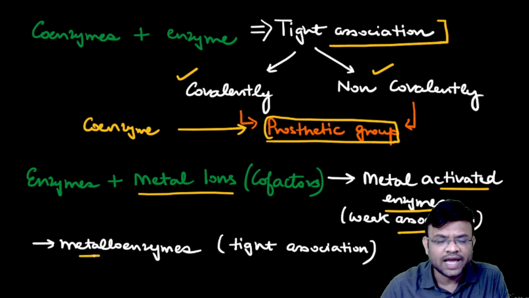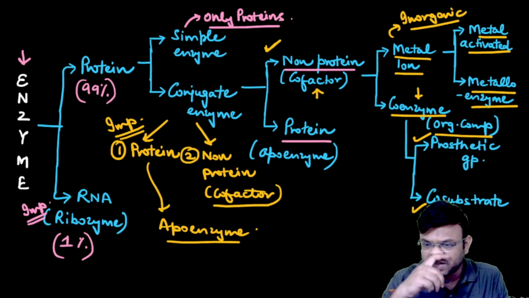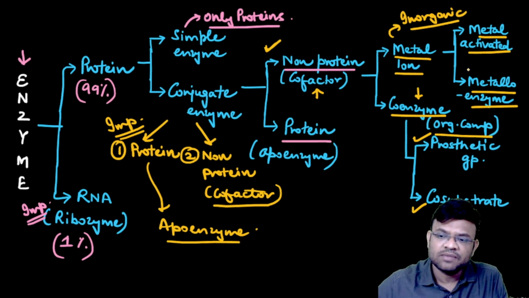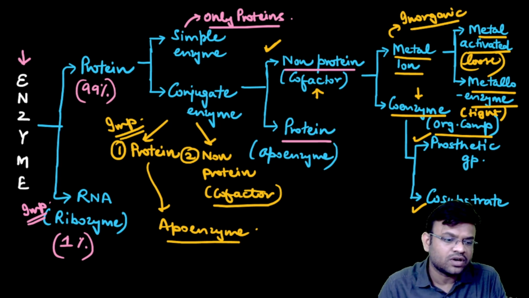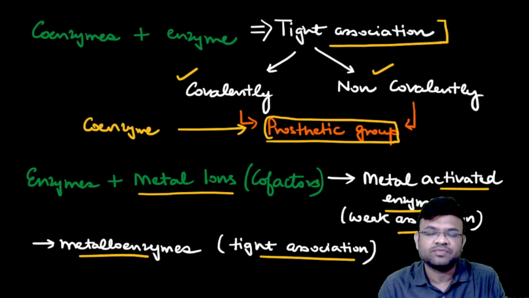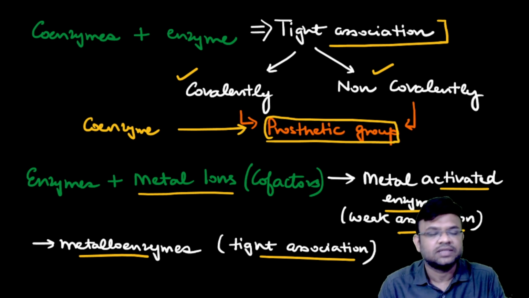And in case of metalloenzyme, there is a tight association. So returning back to this, metalloenzyme is having a tight association. But in case of metal activated, this is having a loose association. So this is the difference. I hope you have got this clear in your mind. Metalloenzyme: tight association. Metal activated: weak or loose association. Similarly, prosthetic group is having a strong association.